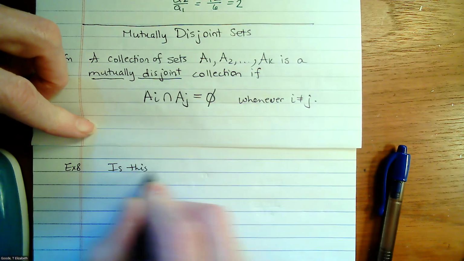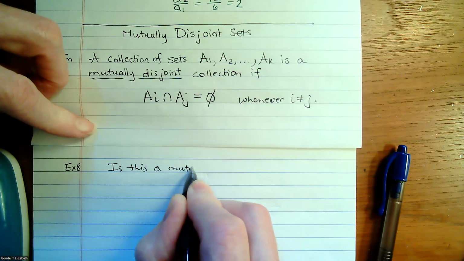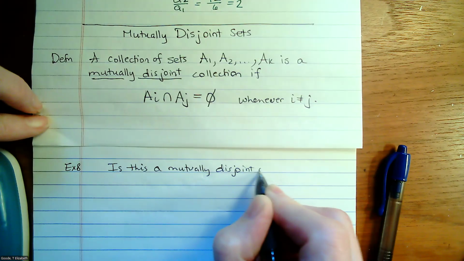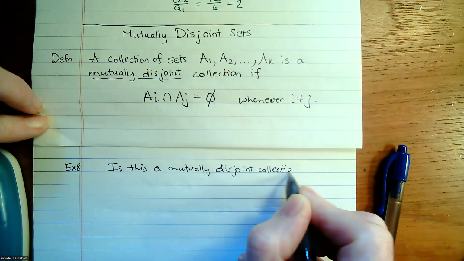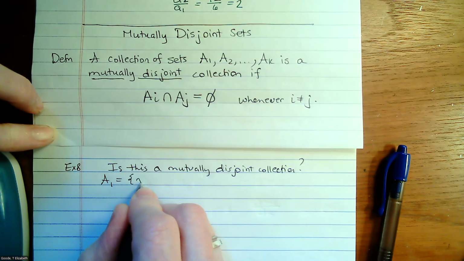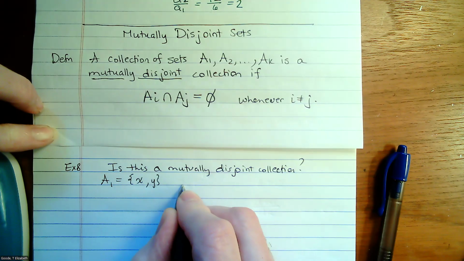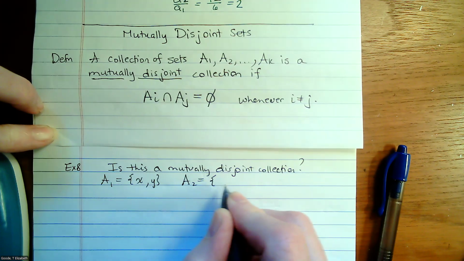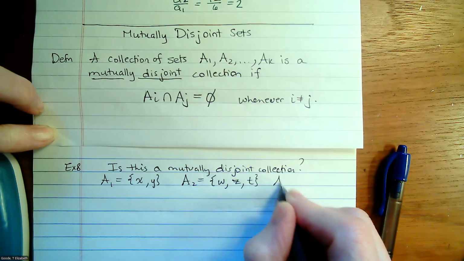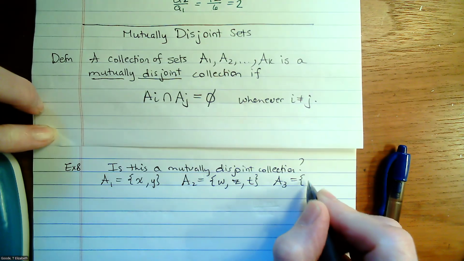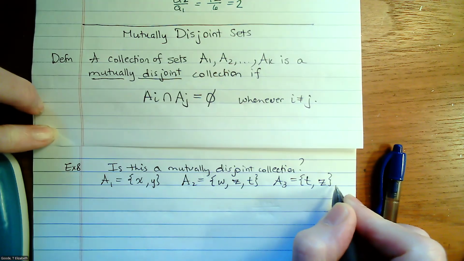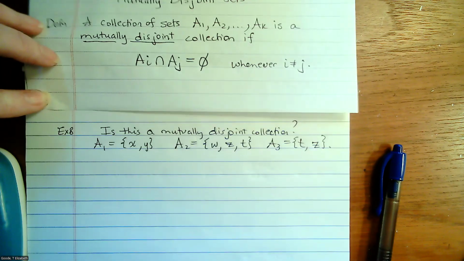Is this a mutually disjoint collection? I'm going to say A1 is going to have the elements little x, little y in it. A2 is going to have the elements little w, little z, little t in it. And A3 is going to have little t and little z in it.